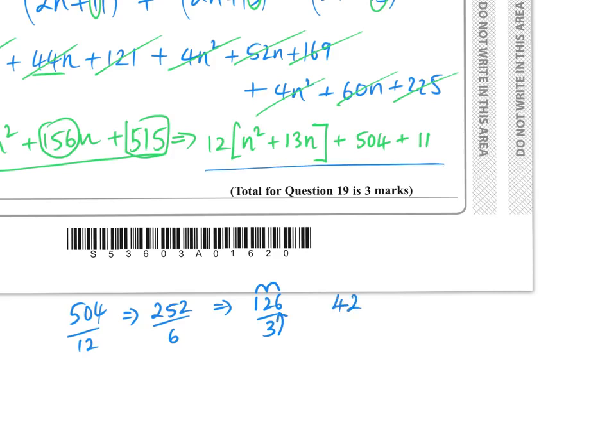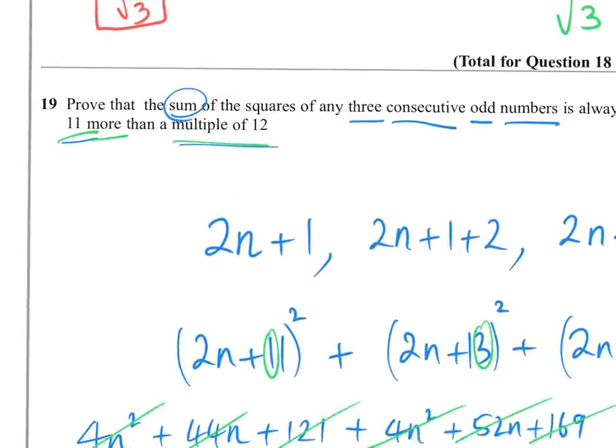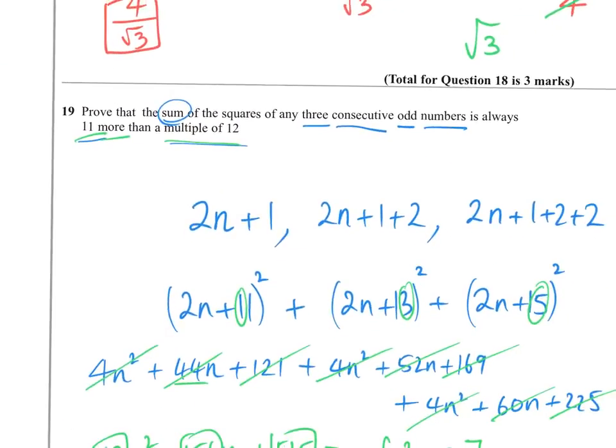So I can write this expression here as 12 lots of n squared plus 13n plus 42, because that's 12n squared plus 156n plus 504 plus 11. And here's the wonderful thing here. This is 12 lots of something plus 11. And what did the question want? It said 11 more than a multiple of 12.